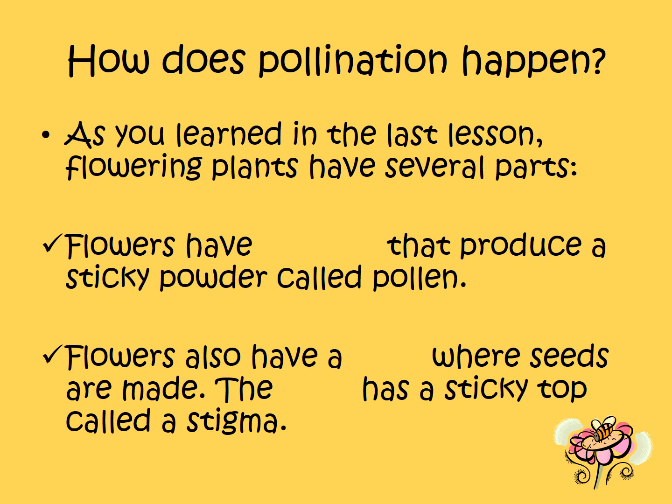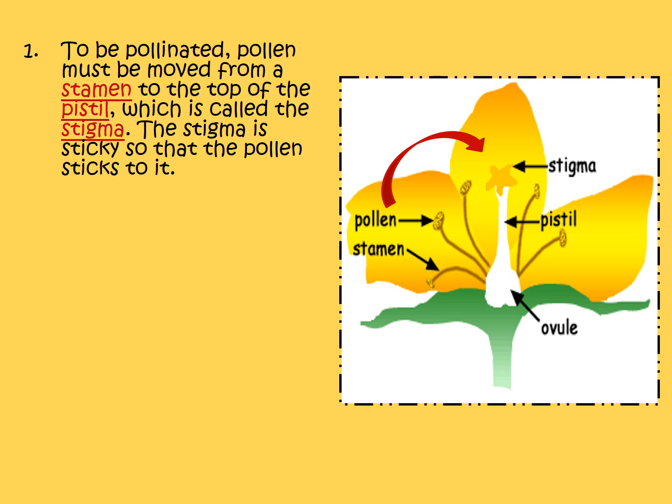As you learned in the last lesson, flowering plants have several parts. Flowers have stamens that produce a sticky powder called pollen. Flowers also have a pistil where seeds are made. The pistil has a sticky top called a stigma. Pause here and write some of these down in your notes. Now that we know where pollination occurs, let's talk more specifically about the steps of pollination.